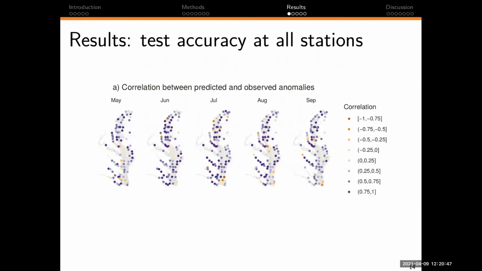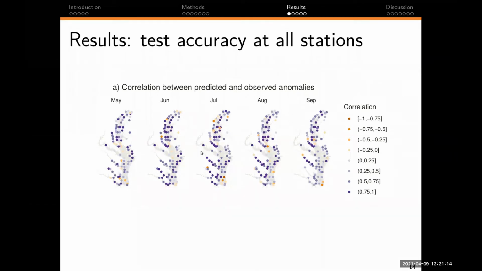So I'm going to jump right into this evaluation of the model results. This is the correlation between the predicted and observed anomalies over all of those different stations in the bay, separated here by the month of the prediction. So you can see there's not too much variability in the skill over months. All of the purple regions indicate we have high correlations with the observed anomalies. And you see those dark purples over most of the locations.